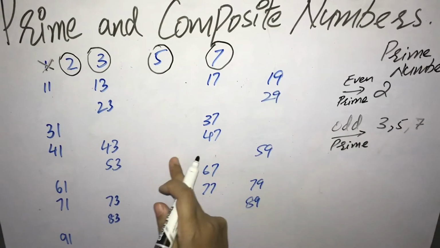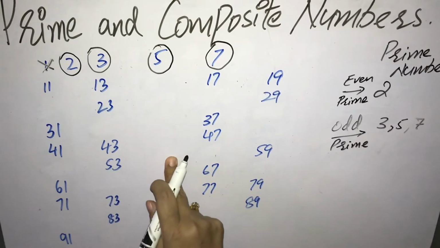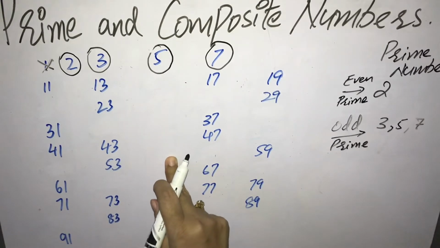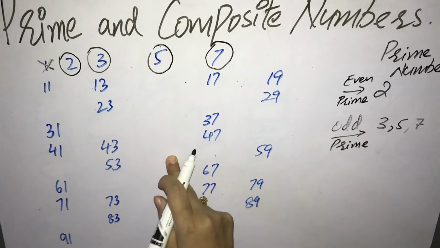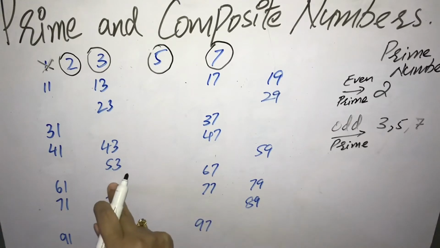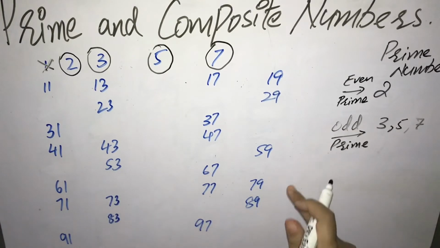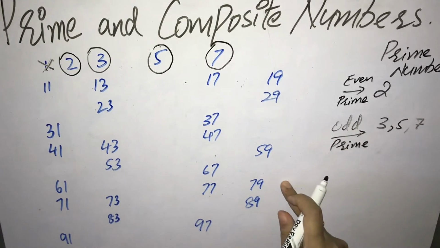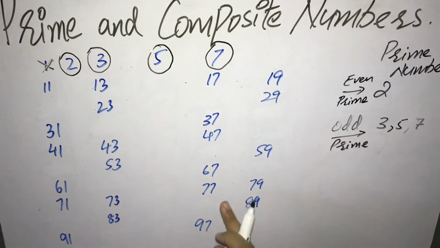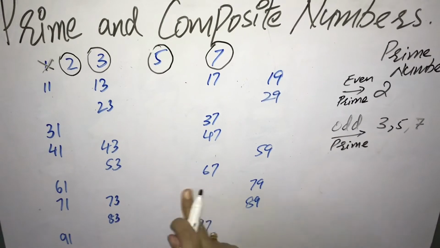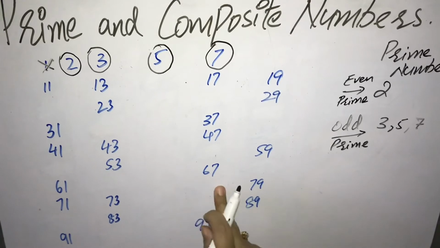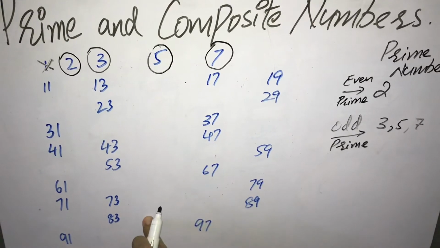56 is erased, even number. 7 8s are 56, 7 9s are 63. 63 is erased, why? Because it was a multiple of 3. 7 10s are 70, it was a multiple of 2 and a multiple of 5. After 70 we need 77. After 77 we have erased 77, 84, 7 12s are 84 and so on.